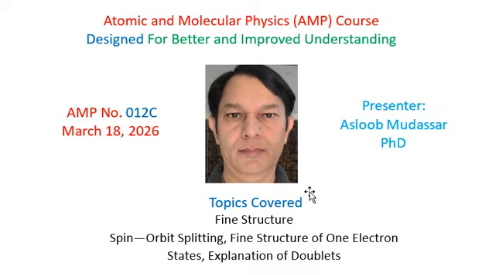Today I shall be covering the following topics: fine structure, spin orbit coupling, fine structure of one electron states, explanation of doublets. This lecture is in continuation of the previous two lectures covered in slide number 12A and 12B. So it is desired that you go through those two lectures first, and then you can easily understand this lecture.